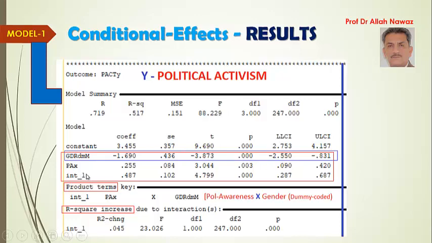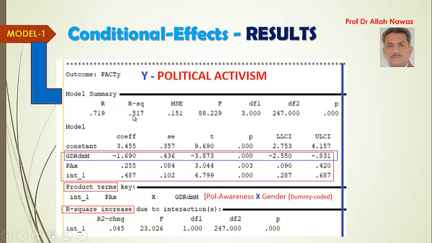This interaction term is, as per the rules of moderation, created by multiplying the centered values of the moderator and the centered values of the X variable. The multiplication of these centered values creates a new, third variable, called the interaction term. So these three variables have been used to predict the Y variable, political activism. So let's see the results.